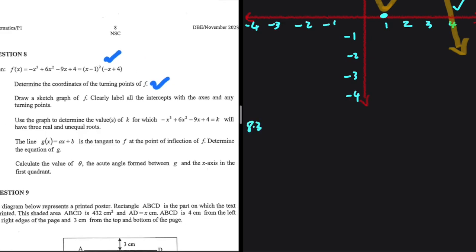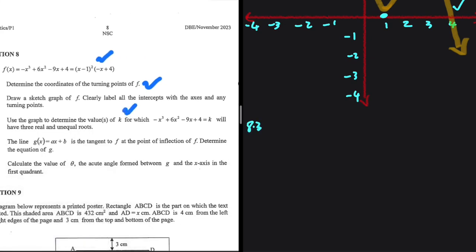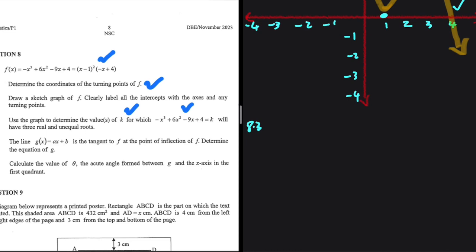8.3. Use the graph to determine the values of k for which -x^3 + 6x^2 - 9x + 4 = k will have 3 real and unequal roots. A very basic equation. So we have f(x) = k, so f(x) - k = 0. We want to shift f(x) such that we're going to have 3 real and unequal roots.